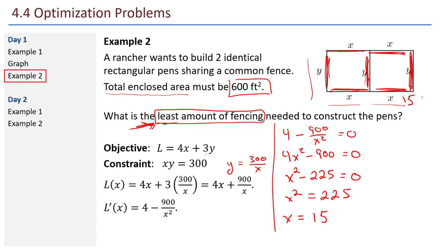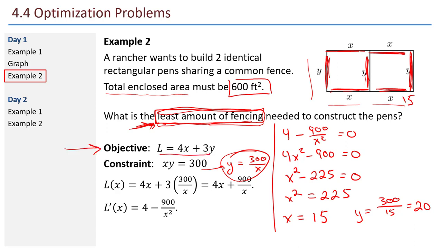Well, then what is y? I can go back to where I solved the constraint for a single variable and find y. Y equals 300 over 15, which is 20. What did the problem really ask for? The problem asked for the least amount of fencing, so I still have a little bit more work to do. I know my x and I know my y. The least amount of fencing is given by 4x plus 3y. So the answer, 4 times 15 plus 3 times 20, looks like 60 plus 60, which is 120. So there's the answer to the problem.